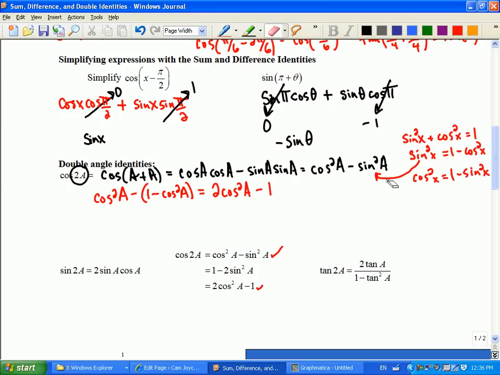And I'll make that same substitution here this time. So 1 minus sine squared x minus sine squared x. So 1 minus 2 sine squared x. And that's how you get the last one. I guess, of course, in this case, it's an A that we're using, so I might as well be consistent.